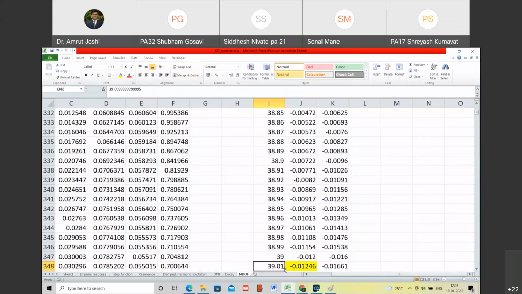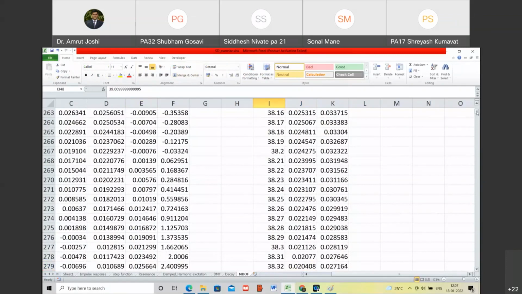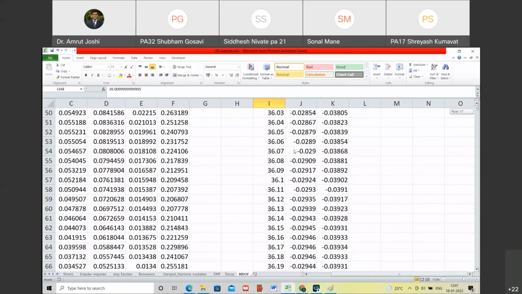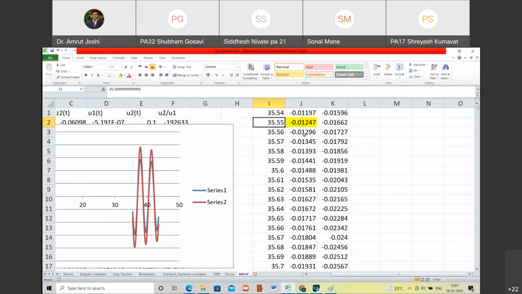So what is the frequency? What is the time? 39.01 seconds. And what was this time? 35.55. So what is the time for one oscillation? 39.02 minus 35.55. And what is the inverse of this? 0.288. Are you with me? Yes, sir. Is that right? We are doing something wrong.